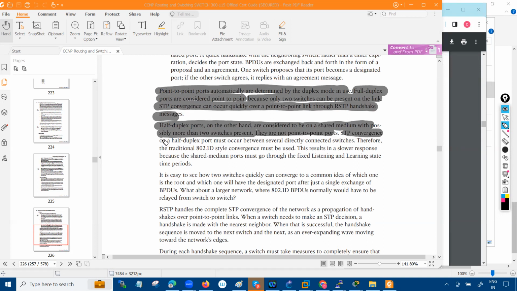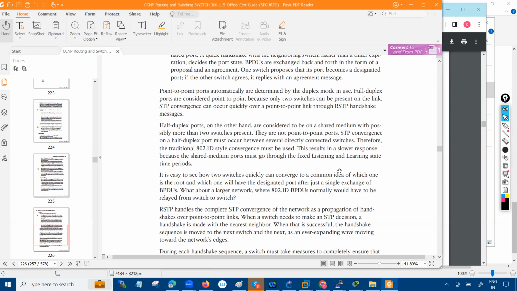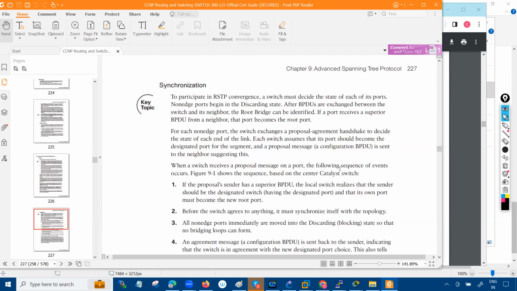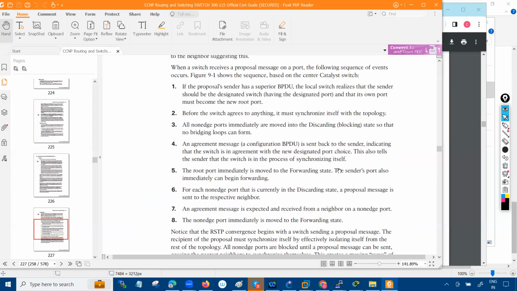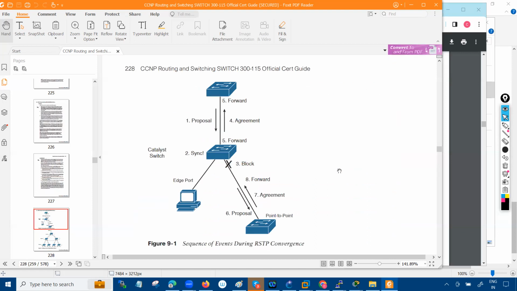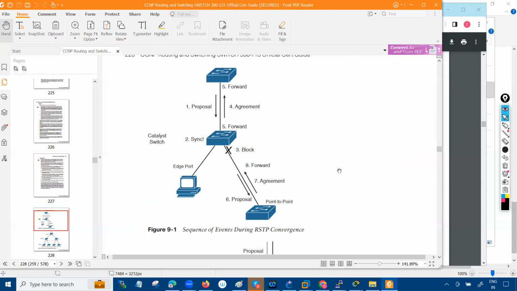STP convergence on a half duplex port must occur between several directly connected switches. Therefore, the traditional 802.1D style convergence must be used. What it is saying is that if you have half duplex, RSTP will still work, but it will use the 802.1D mechanism, like PVST. The convergence is like PVST, not the PVST protocol itself. But normally we don't see hubs nowadays, so no need to worry about that. But yes, this kind of scenario they will ask you in the interview.